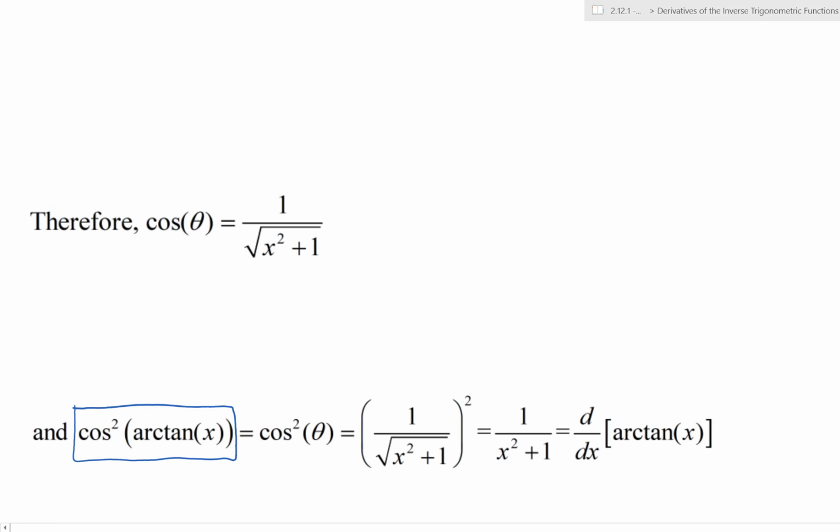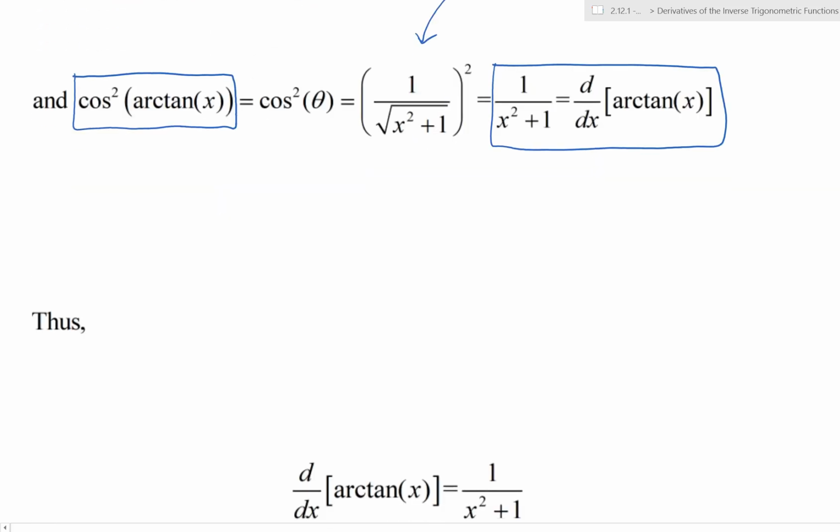and thus cosine squared of this angle would be, right here, 1 over the square root of x squared plus 1 quantity squared. When I do that, I get 1 divided by just x squared plus 1, and there you go. That is the result that we want. And this shows that the derivative of the arctangent function is 1 divided by x squared plus 1. And as we hypothesized based on that graph we saw, notice that is defined everywhere for all real numbers x.